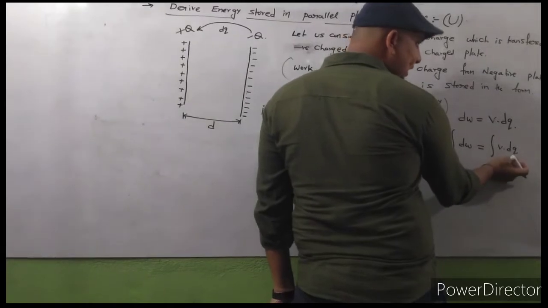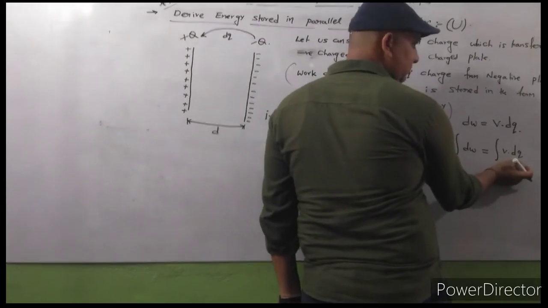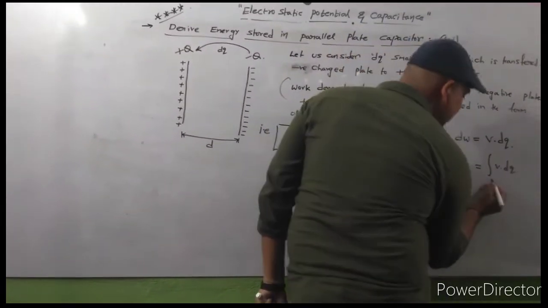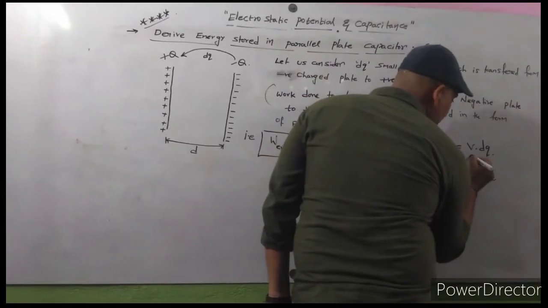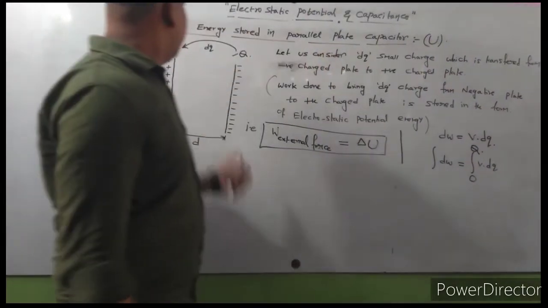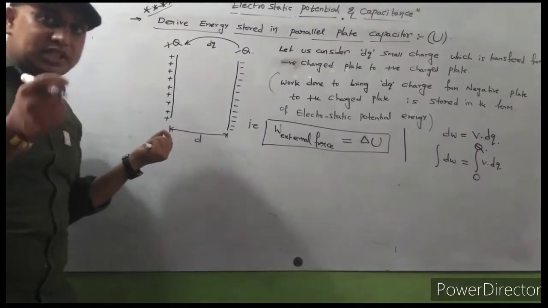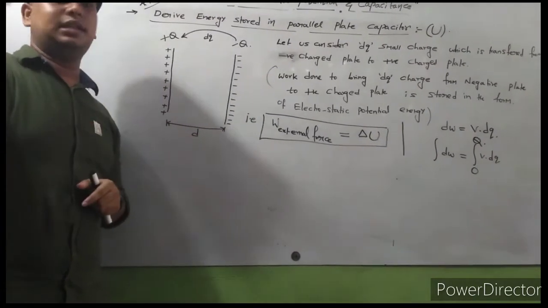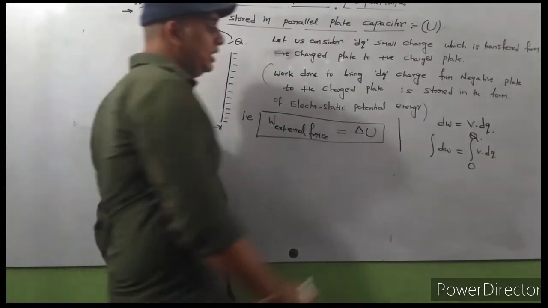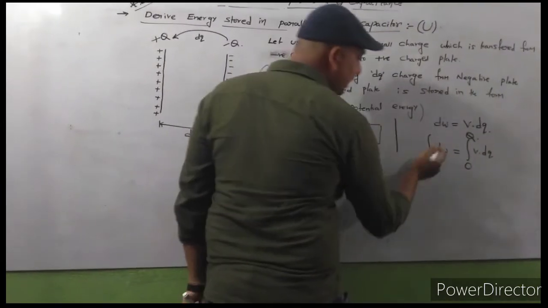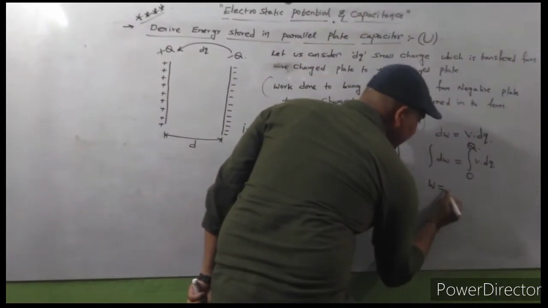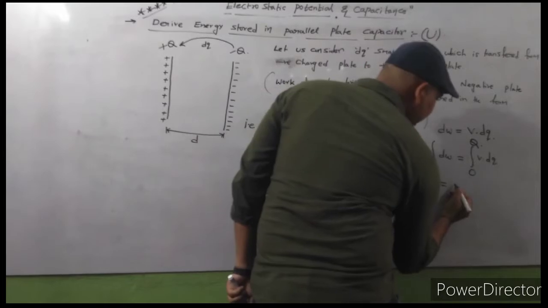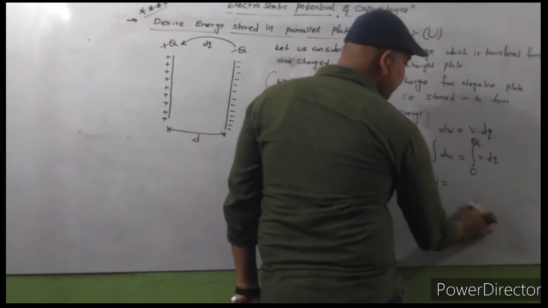So we are integrating with respect to charge. That means limits are 0 to plus Q, because the lowest limit of charge is 0 and the highest limit is plus Q. That's why 0 to Q. And here integral dW means work done W. And here V means, what is V here?